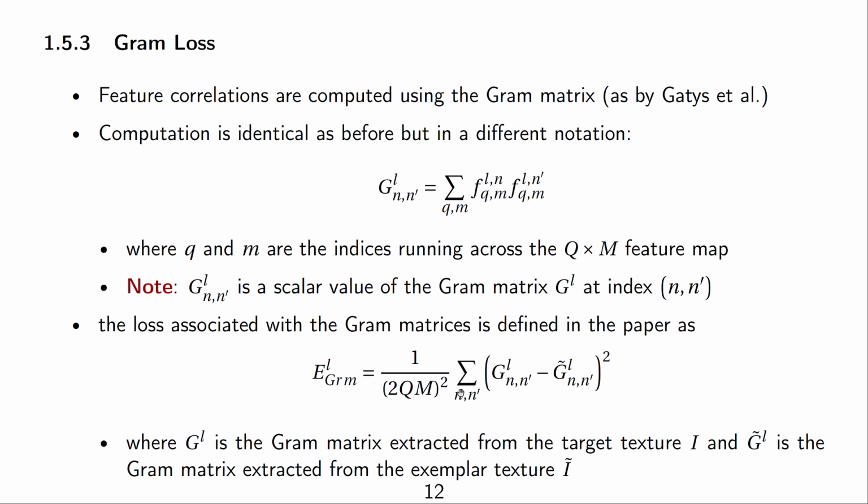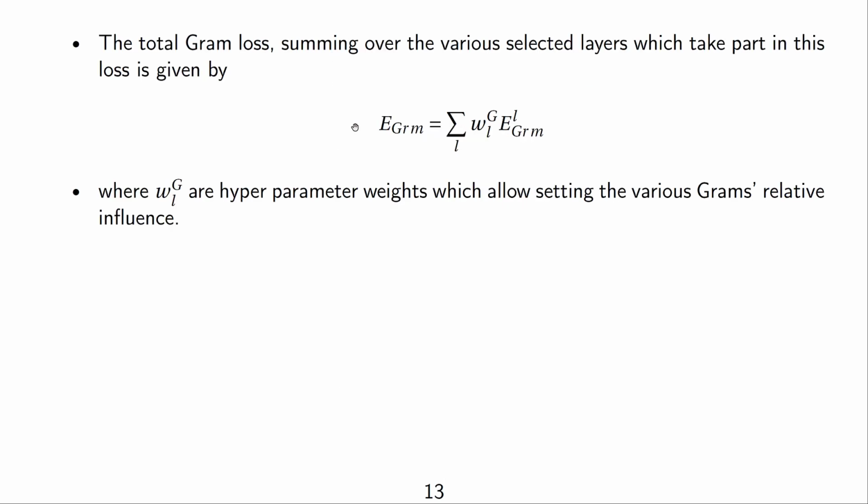The gram matrices at each layer can have a different size, and to normalize this somewhat, there is this term 1 divided by 2 Q M squared, so that the individual terms are better comparable. This equation gives us one energy value for each of the chosen layers where we extract a gram matrix. Now we need to combine all these energy values somehow. The total gram loss simply sums over the individual energy values for the different chosen layers, and we can have a different weight for each of the layers. Again, for these very specific settings, you can look at the paper to see what suggestions the authors make for setting these weights.